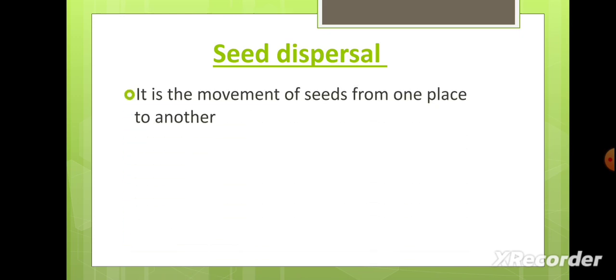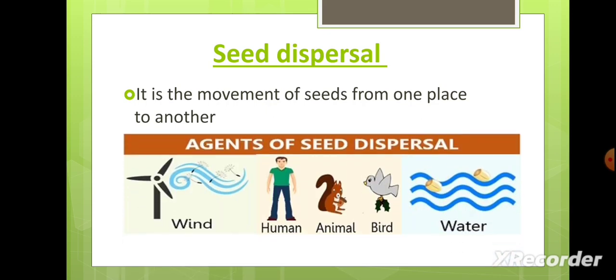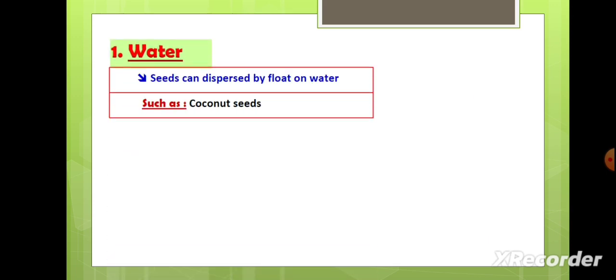We have a term called seed dispersal. We have talked about it. We mentioned that seed dispersal means the movement of the seeds from one place to another. So when the seeds are moved from one place to another, this is seed dispersal. There are many types of seed dispersal. First, we will talk about number one, water.